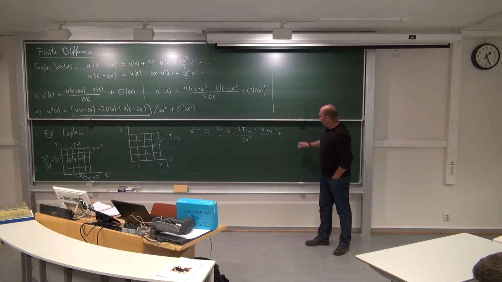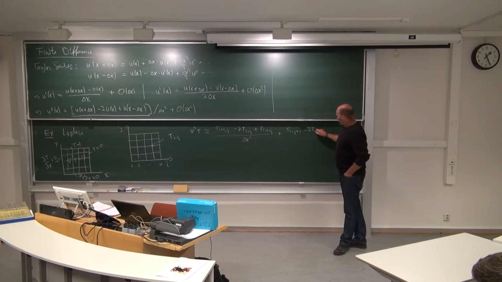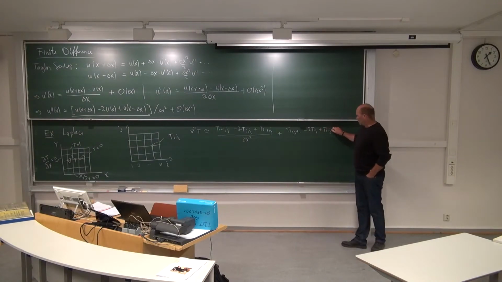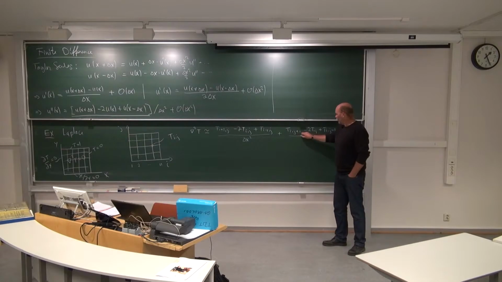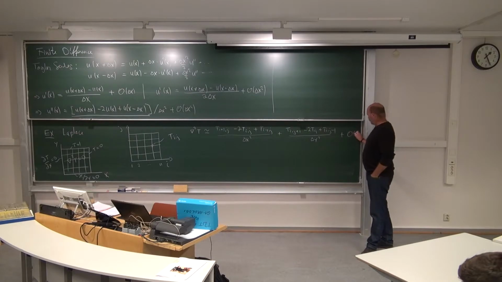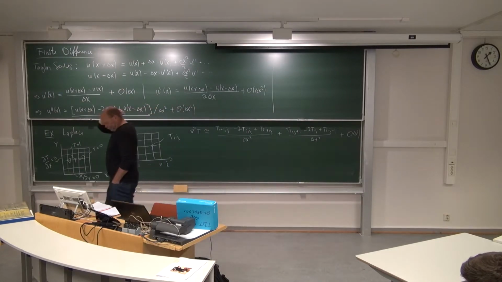And then you do the same in the y direction. T i j plus 1, minus 2 times T i j, plus T i j minus 1, divided by delta y squared, plus order delta squared, second order accurate.